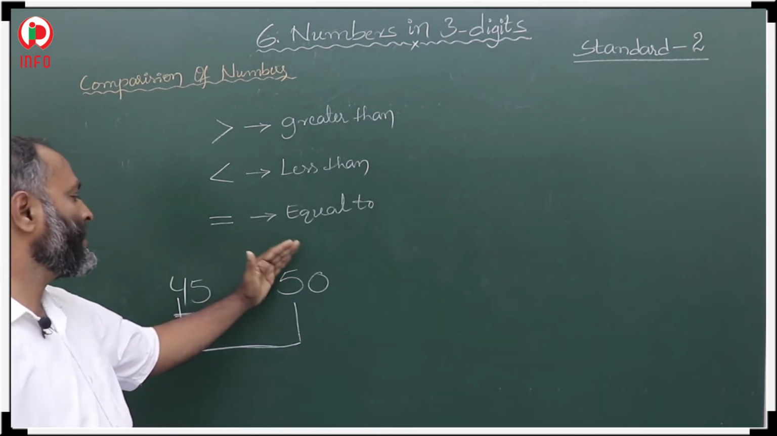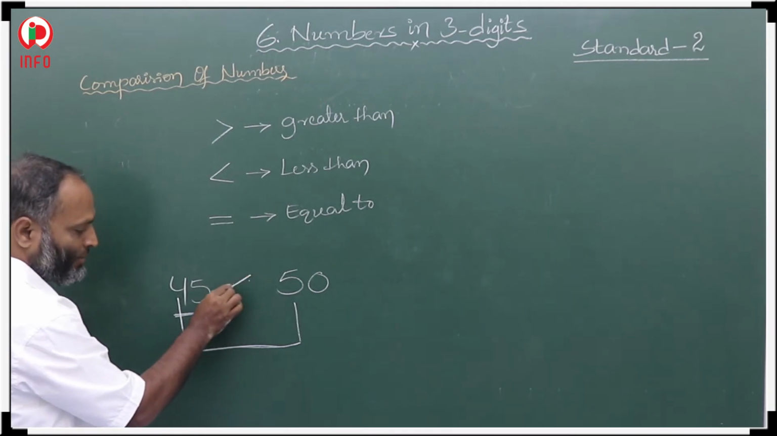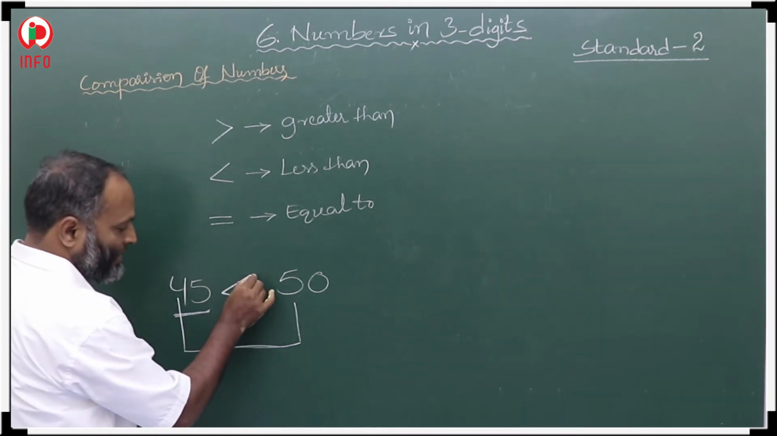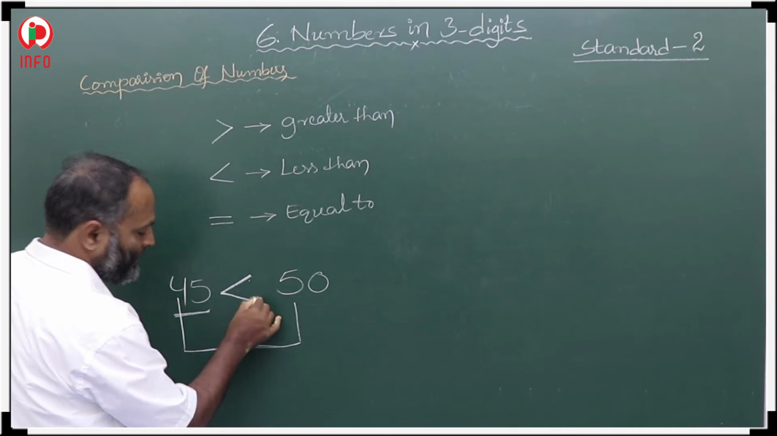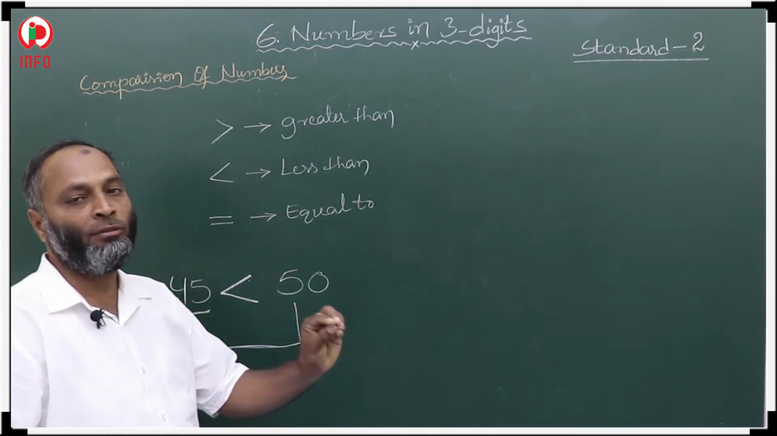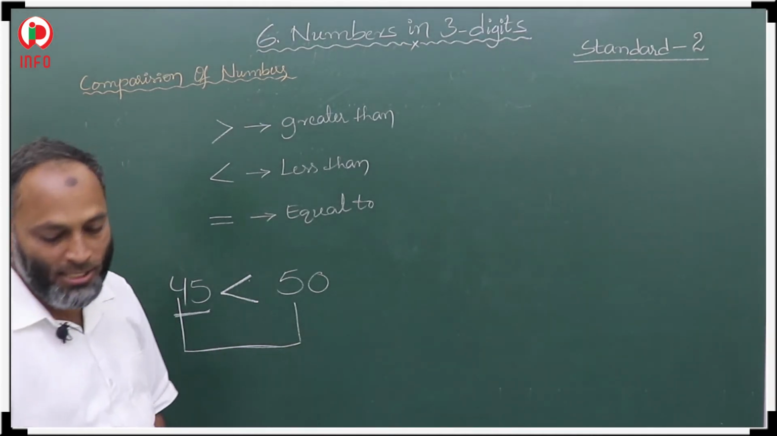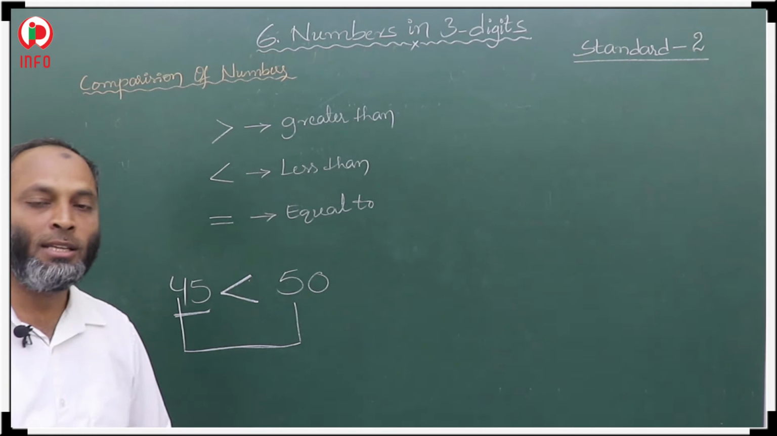4 is less than, the symbol we have to use. Less than, this is the symbol we have to use. 45 means 45 is less than 50. 45 is less than 50.